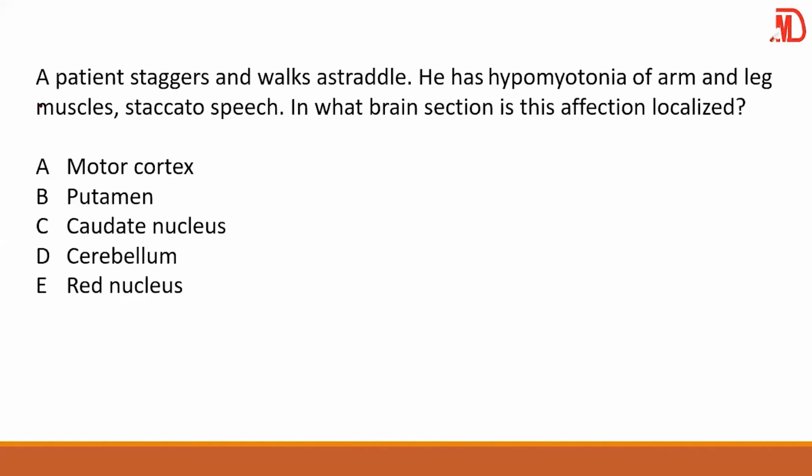A stranger staggers and walks astrandal. He has hypomyotonia of the arm and then the leg muscle. Staccato speech. In what brain section is this affection localized?